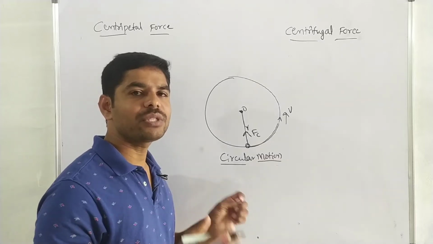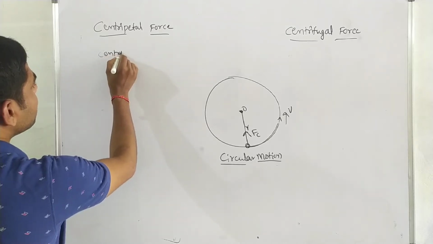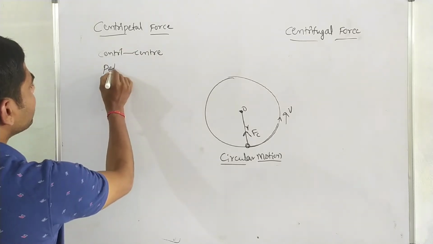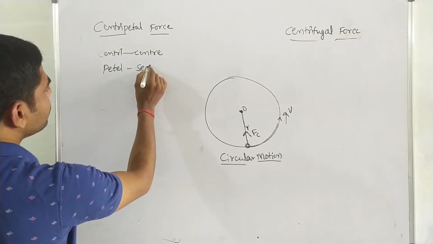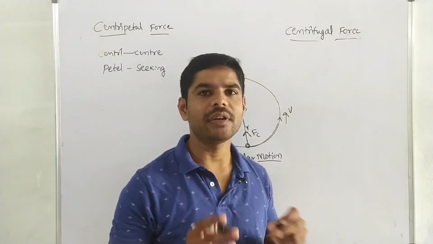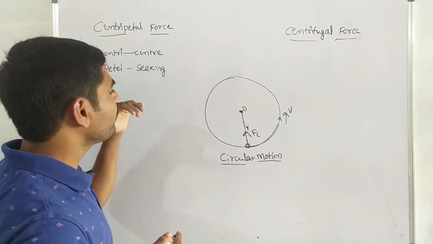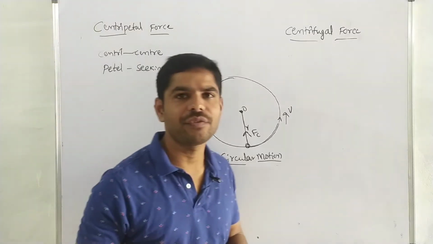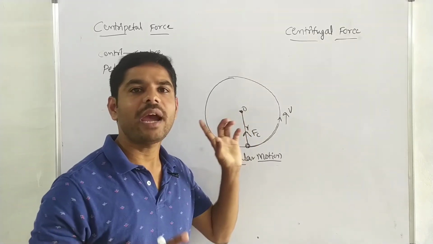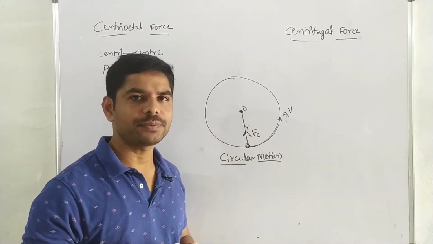The word centripetal: centri means center, and petal means seeking. A seeking force is always towards the center. This is called centripetal force. Now we have to discuss what centripetal force is experienced in daily life. The best example is when a stone is tied by a string with a fixed point and rotated like this, one force is acting, that is centripetal force.